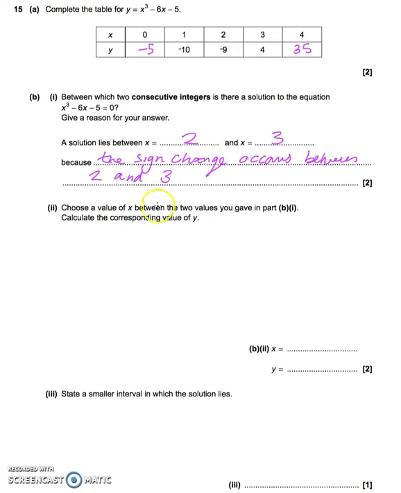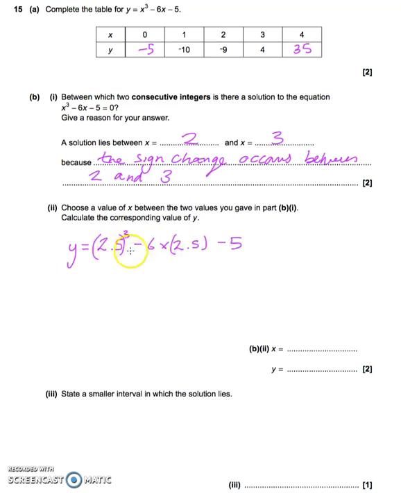You then got to choose a value of x between the two values you gave in part B, part 1, that makes sense. Calculate the corresponding value of y, so I would choose halfway between them. So 2 and 3, 2.5 is what x would be. You would put in y equals 2.5 cubed minus 6 multiplied by 2.5. I'll just put the thing that we're doing there in brackets, and then minus 5.